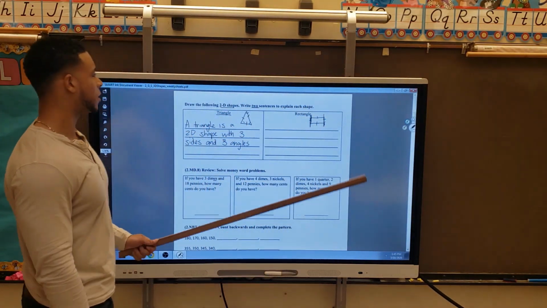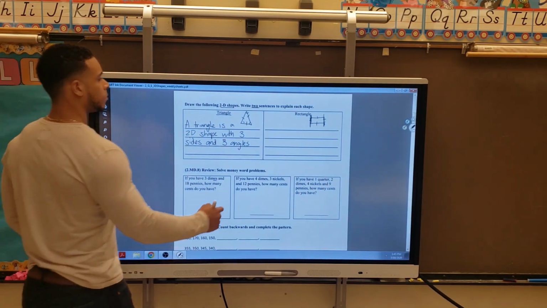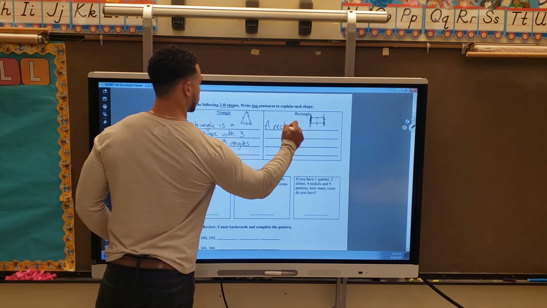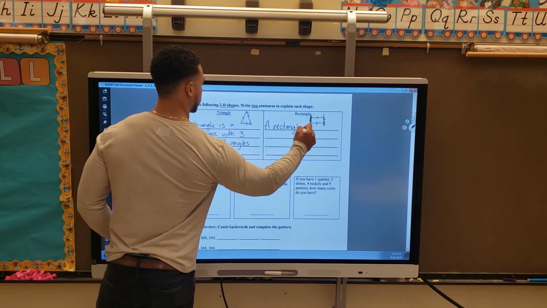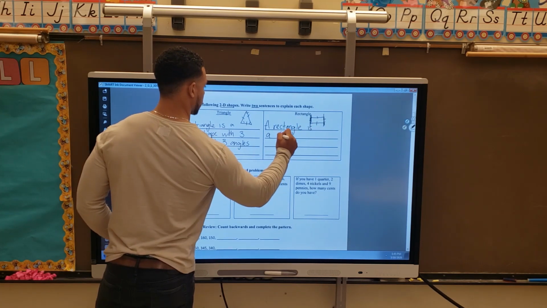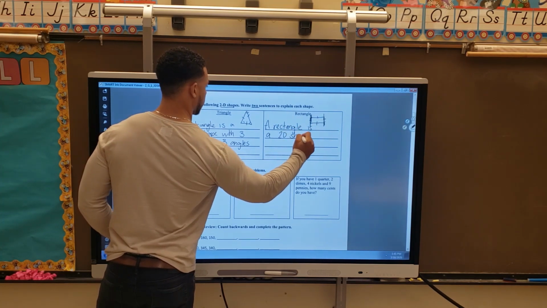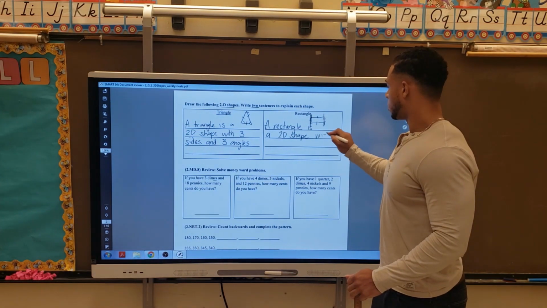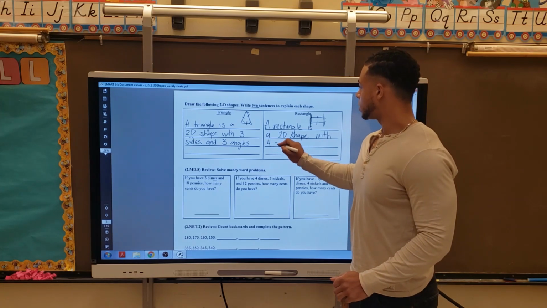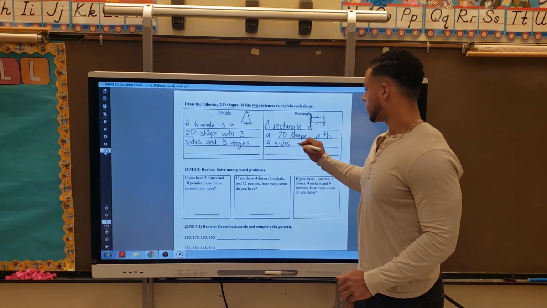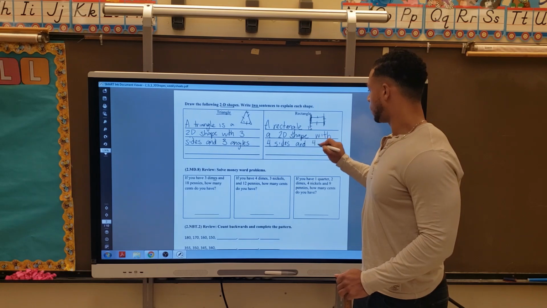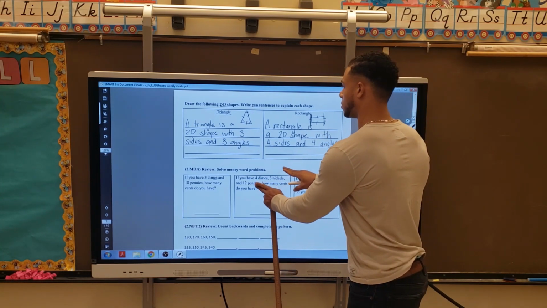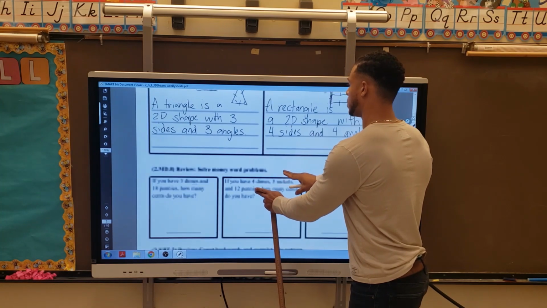And then let's go on to describe your rectangle. Again, it's a 2D shape, so let's write a rectangle is a 2D shape with 4 sides and 4 angles. All right, let's zoom in so you can see.